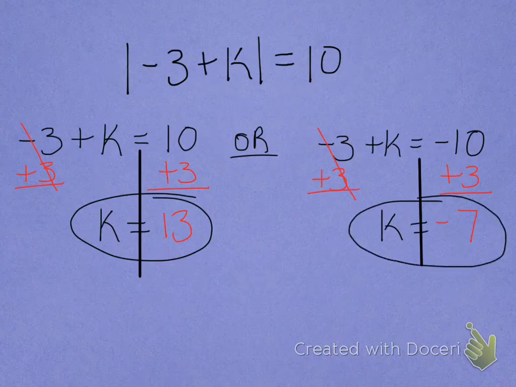And if you take either of those values as the original value for k and plug them back into the original equation, both of them will result in having an absolute value of 10, and that's how you know that you're guaranteed you got that question correct with both of those solutions.